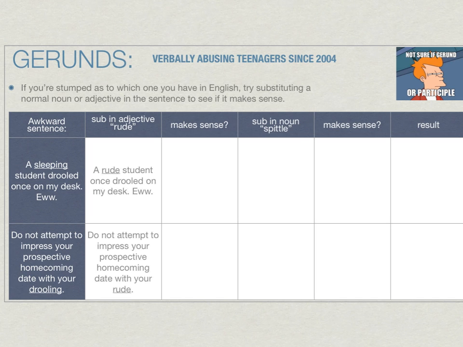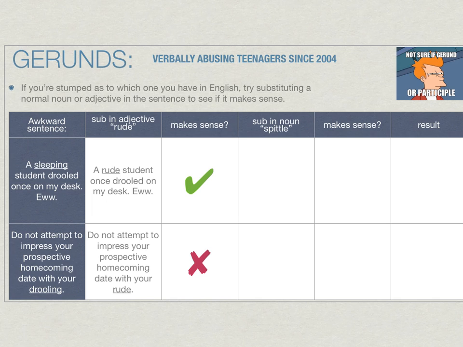A rude student drooled on my desk once. Ew. Do not attempt to impress your prospective homecoming date with your rude. Well, it's clear one of those sentences made more sense than the other. You can see the top sentence definitely made more sense. So the adjective substitution made better sense on sleeping, so it's probably going to be that sleeping is an adjective, therefore a participle. But let's try the test with the noun as well.